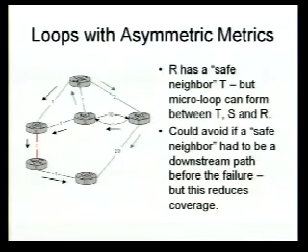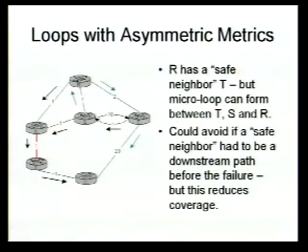However, the path locking with safe neighbors doesn't solve loops with asymmetric link costs. In this example, S and T, R both have safe neighbors. S's safe neighbor is R, R's safe neighbor is T, but it's possible for traffic to loop around via S.